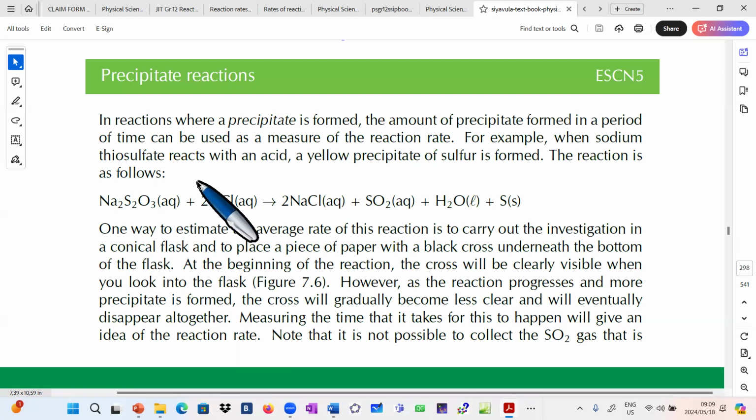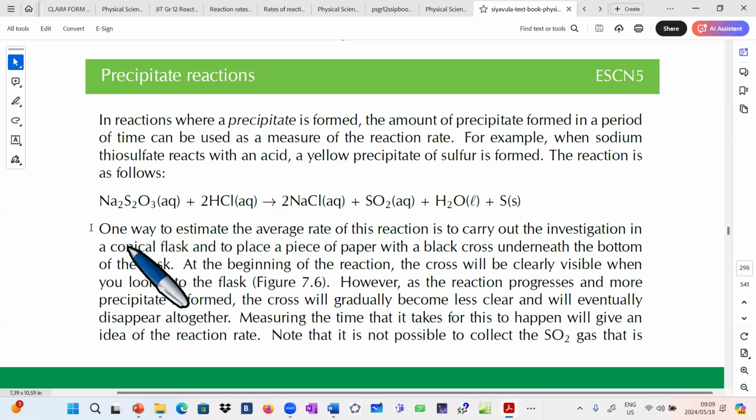Right, so a yellow precipitate of sulfur is formed. The reaction is as follows. Yeah, the amount of the precipitate formed in a period of time is used to measure the reaction rate. For instance, here is sodium thiosulfate. This one comes in the exam many times, and you'll be looking at past exam questions in a couple of minutes. All right, the reaction is as follows.